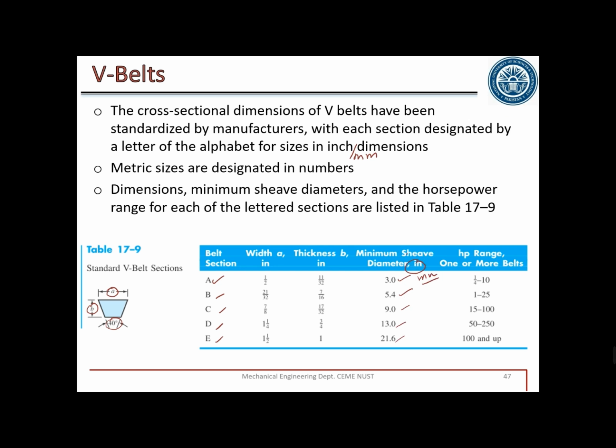But in this slide, I have used the inch edition table as I had a PDF of this table, but I have shared the SI edition book with all of you students. Just go and see table 17-9. You will see all these dimensions in millimeters, and also the horsepower range, or in the SI edition kilowatt ranges, for each type of belt is given.